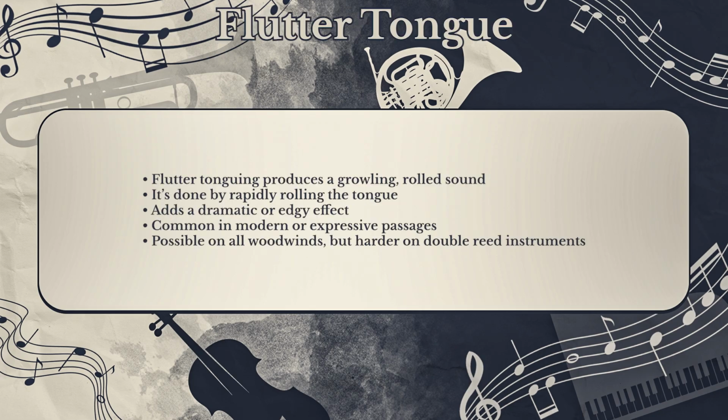Flutter tonguing produces a growling, rolled sound by rapidly rolling the tongue. It adds a dramatic or edgy effect and is often used in modern or expressive passages. While it's possible on all woodwind instruments, it is more difficult to produce on double reed instruments.